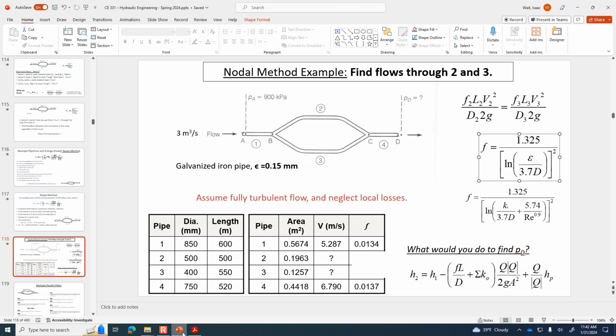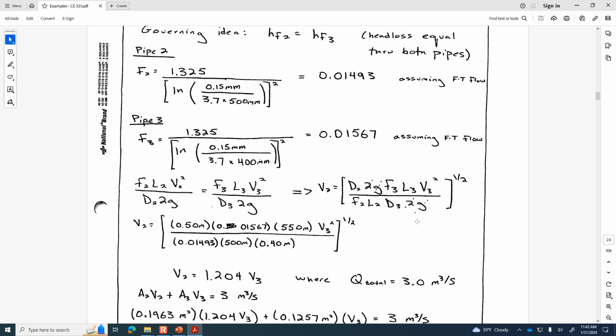We just say A2 times V2 plus A3 times V3 is equal to 3 cubic meters per second. So here's one equation that we know, and here's an independent equation relating V2 and V3. And since we have two unknowns and two independent equations, we can solve for both of the velocities. So if we do that, here I'm substituting in.